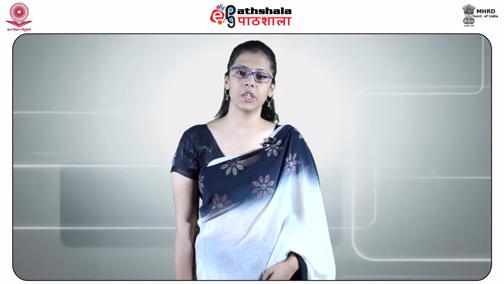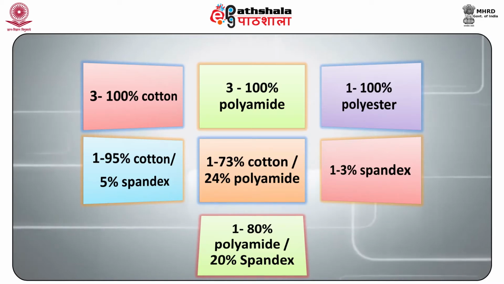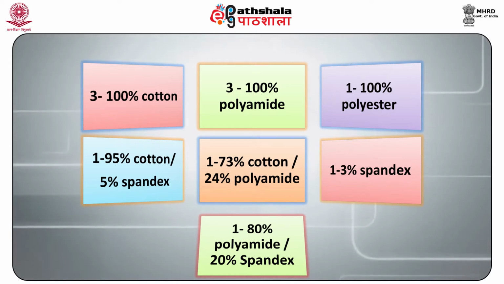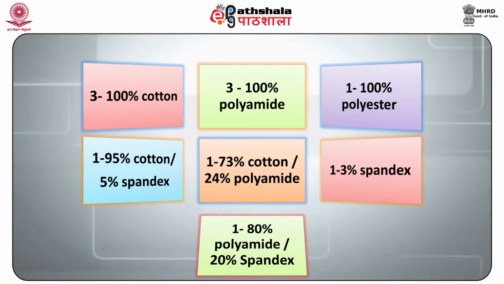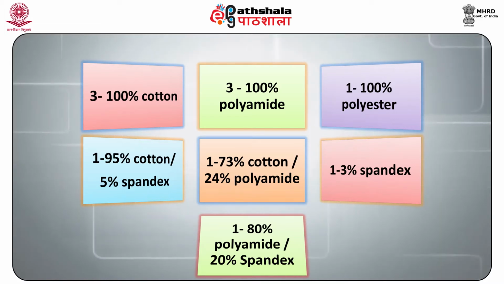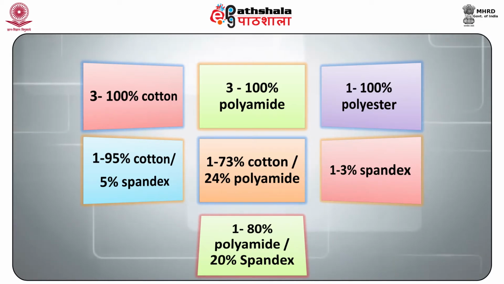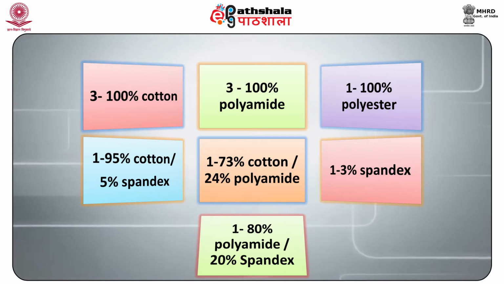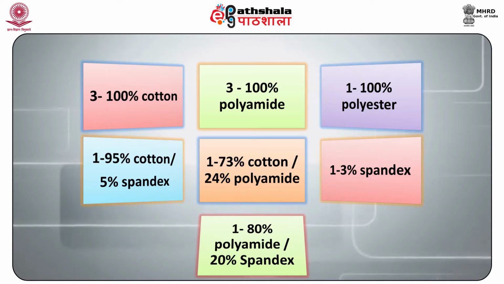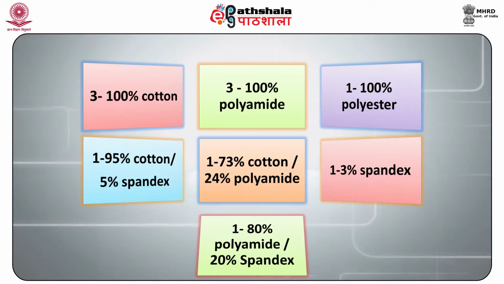Next is examination through ultraviolet light. 11 commercially available pieces of clothing of different fabric types were tested. 3 of 100% cotton, 3 of 100% polyamide, 1 of 100% polyester, 1 of 95% cotton, 5% spandex, 1 of 73% cotton, 24% polyamide, 3% spandex, 1 of 80% polyamide, 20% spandex.